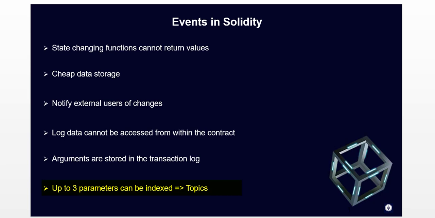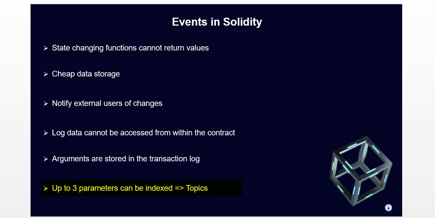Also, indexed parameters are stored in a specific location in the transaction log, which is called topics. Each topic is limited to 32 bytes and all other parameters are encoded and stored in the data section of the transaction log.